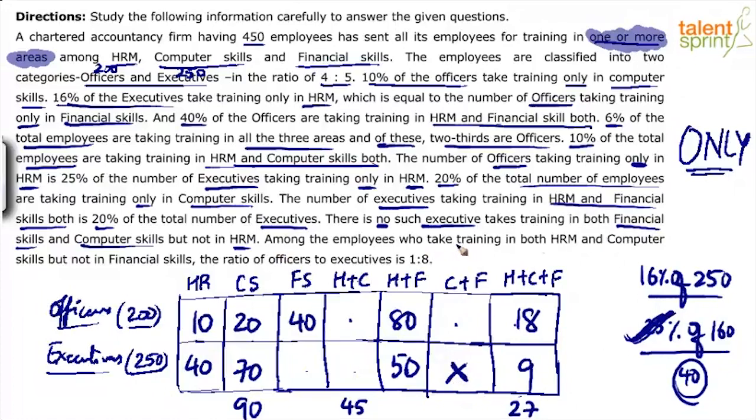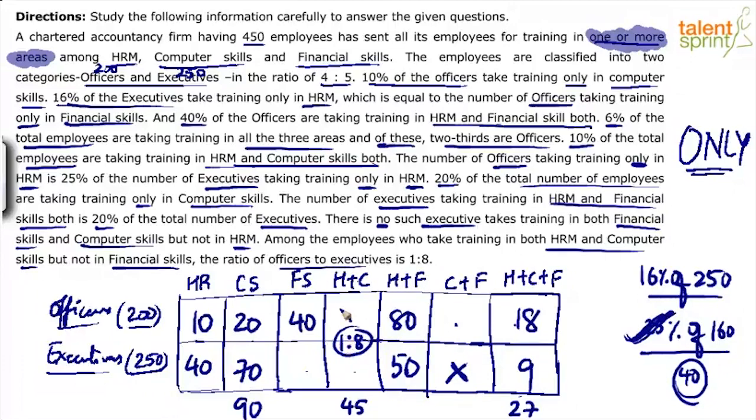Among the employees who take training in both HRM and computer skills, but not in financial skills. Now understand the region first. HR and computer, but not financial. HR and computer and not financial is this region, right? The ratio of officers to executives is 1:8. The ratio is 1:8 between these two.